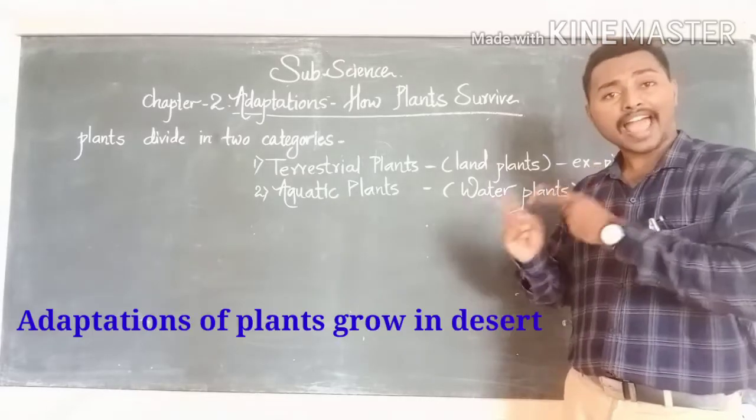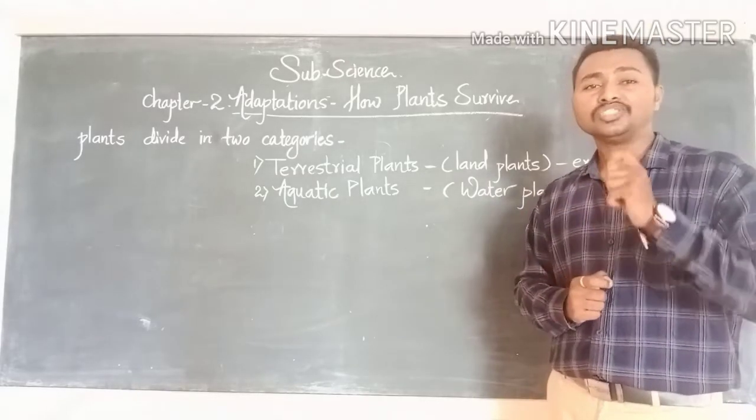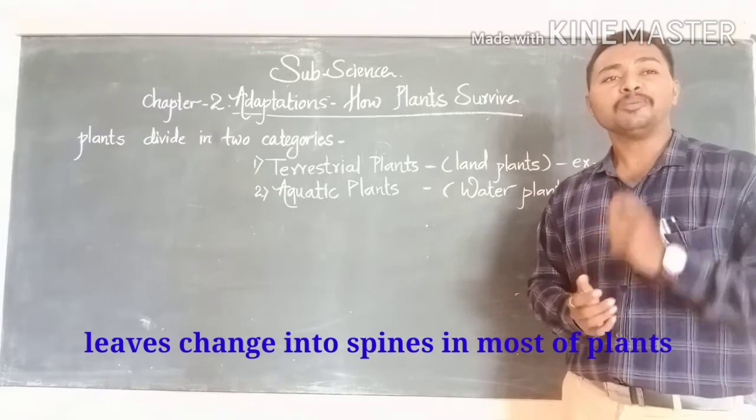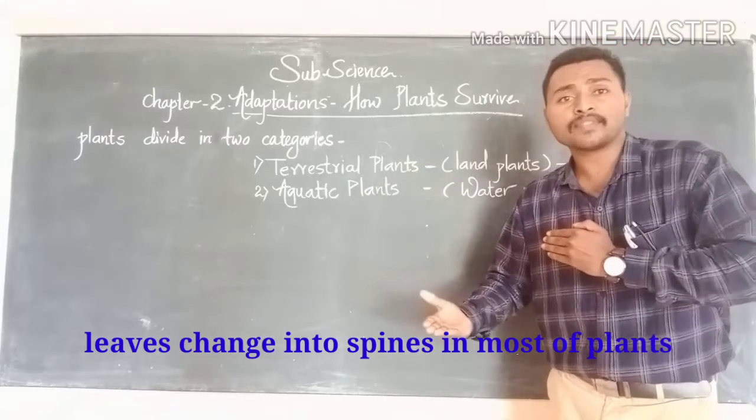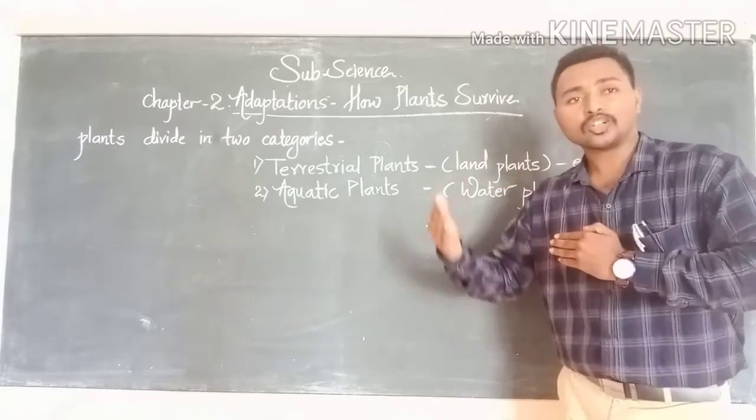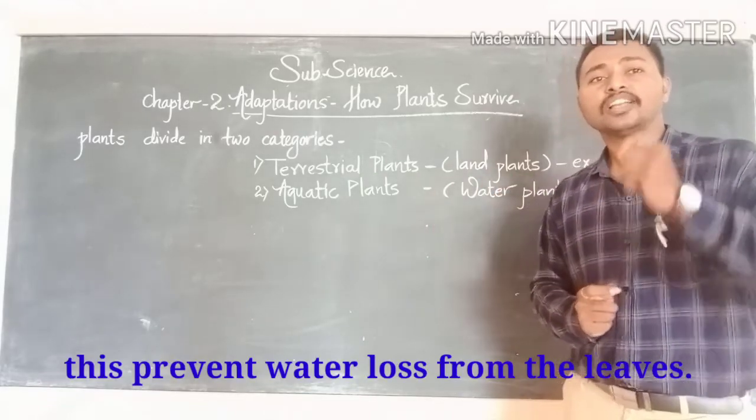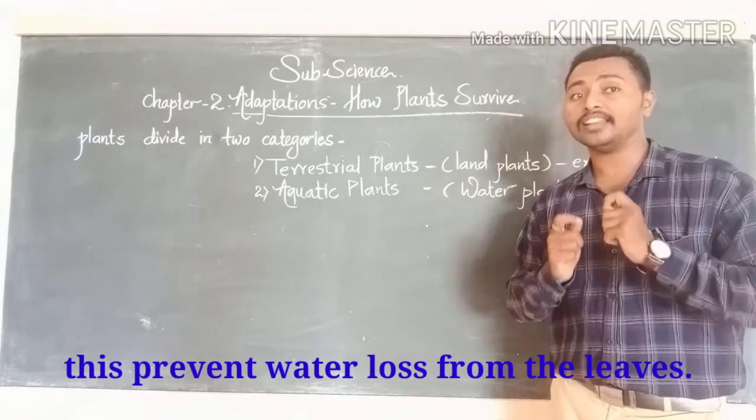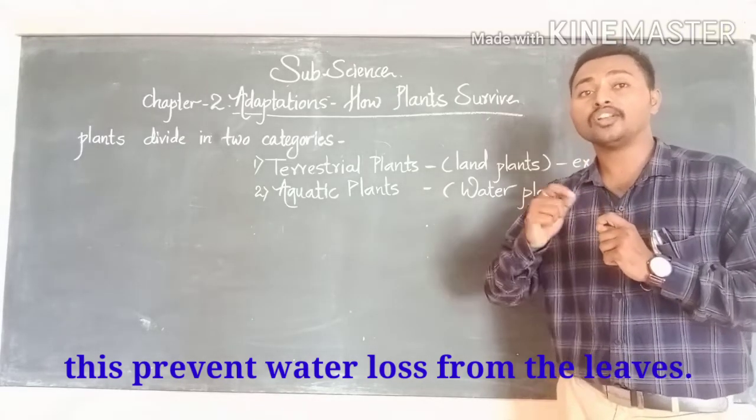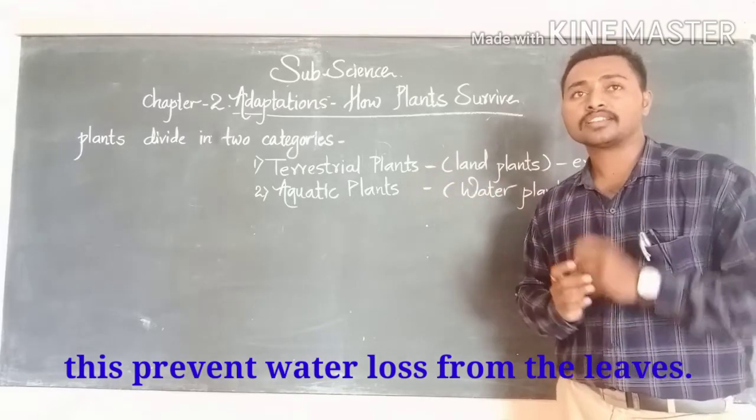Next point, adaptations. Leaves change into spines in most of the plants. That means the leaves are converted into spines. पत्तों का रूपांतरण कांटों में किया जाता है. This prevents water loss from the leaves.